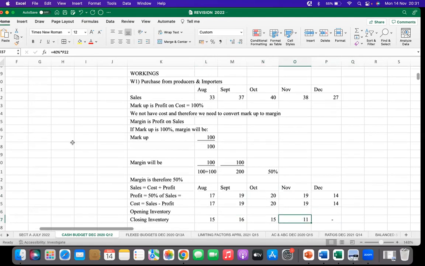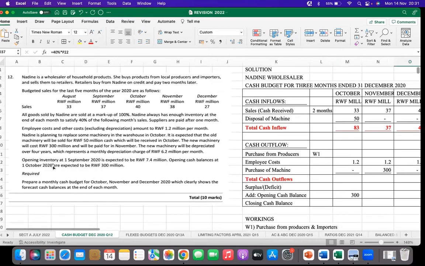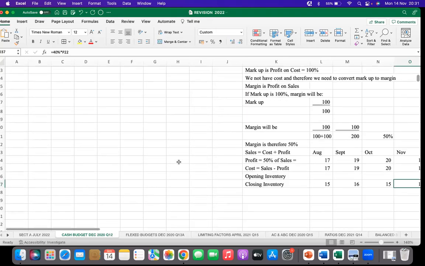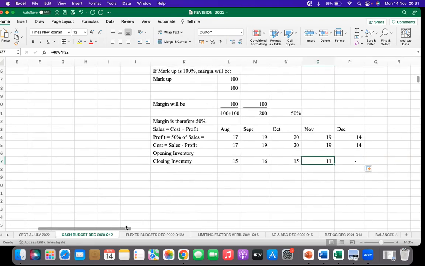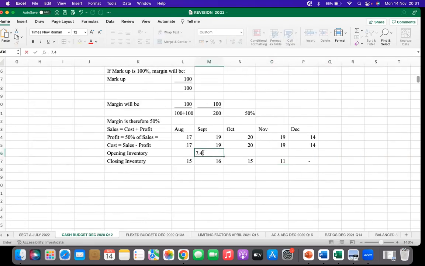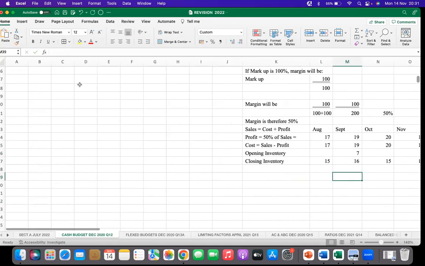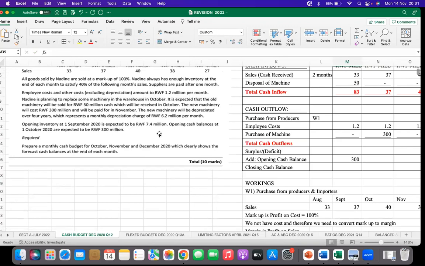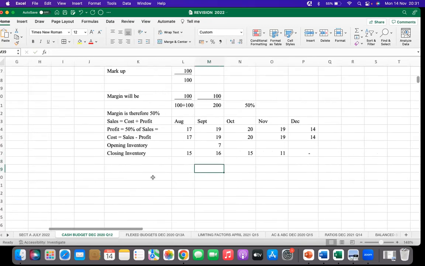But you are also told opening inventory on 1st September is 7.4 million. Have they said 7.4? Yes, opening inventory is 7.4 million. So remember, closing inventory in September is the opening inventory in October, like that. So we have that working.